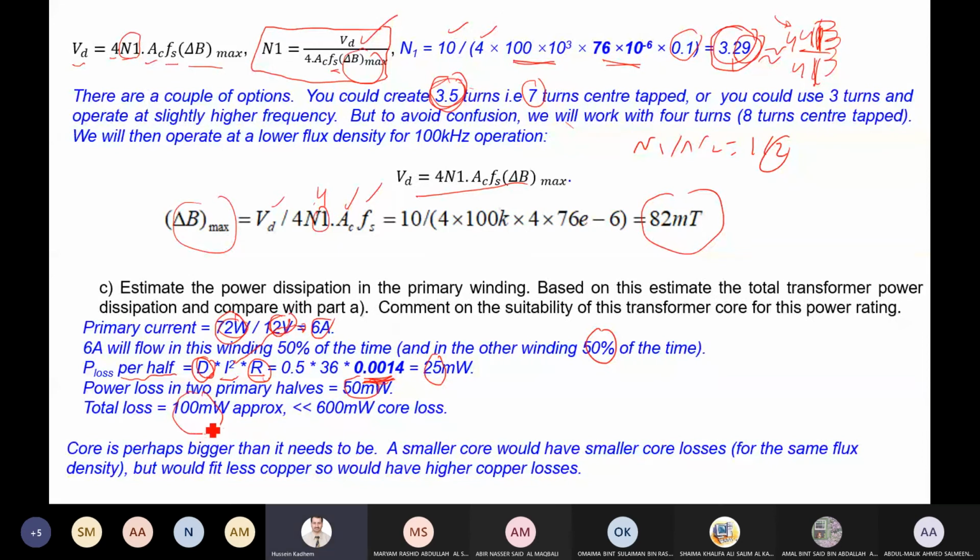100 milliwatt is lower than the core losses, which is 600 milliwatt, 0.6 watt. I mentioned this in the question, and it's available in the data sheet. Now here as a comment, because the losses are lower than the core losses, it seems I used a transformer bigger than needed. Can I use this as a credit for me? Yes, I can use it. Rather than using a larger transformer, use a smaller transformer.